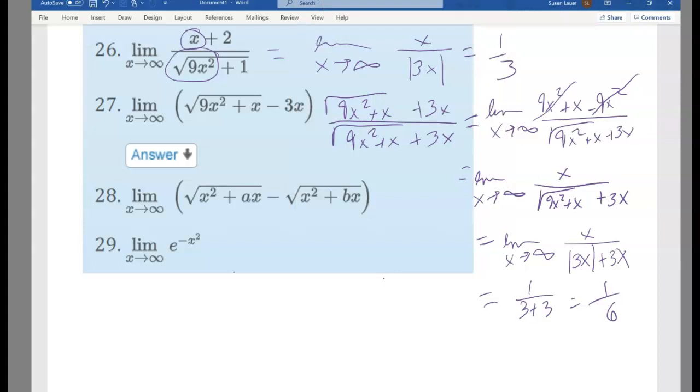So we're going to do the same exercise for the next one. Now there's an A and a B in here.